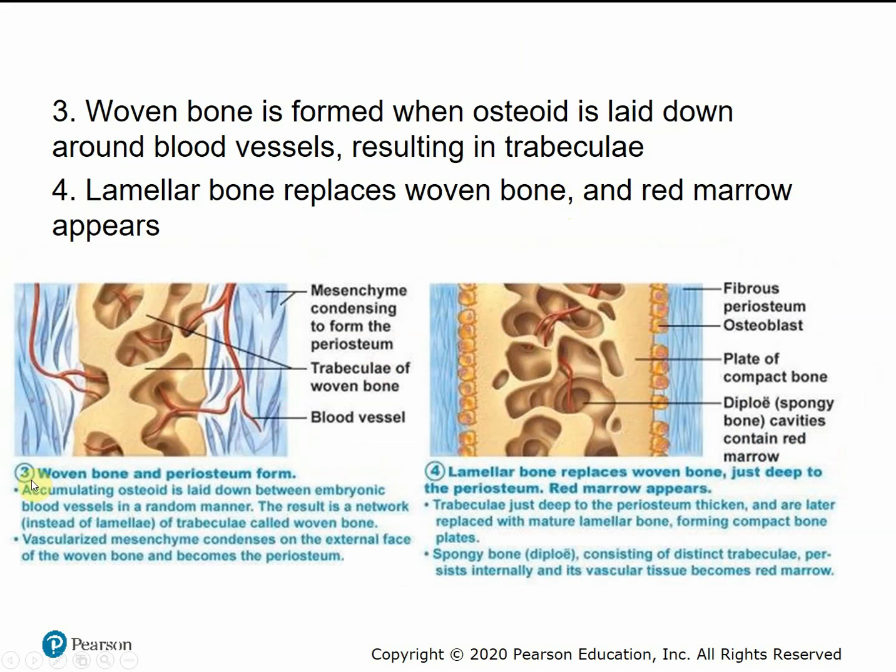Step 3 is when we start to form the woven bone and the periosteum. So the woven bone is basically a network of trabeculae that's going to interweave between all of the blood vessels. Step 4, now lamellar bone or compact bone is going to replace some of that woven bone. So remember, with our flat bone structure, we have the spongy bone sandwiched in between the 2 layers of compact bone. So the remaining trabeculae will then fill with that red marrow where all blood cells will be formed.